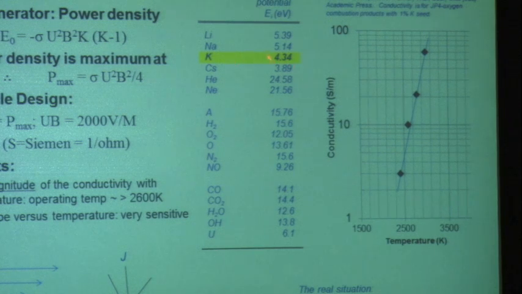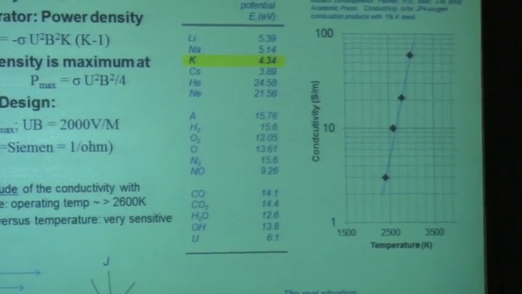But if you put in even a small amount of some of these seed materials, they have a much lower ionization potential. And so depending on the temperature, you can get to values of conductivity that are reasonable for MHD power generation. I said right here, we're trying to get to about 10. Well, there's 10 on that scale right there. And you can see if you drop the temperature much below about 2,500 Kelvin, you start to lose enough conductivity to have useful power generation.